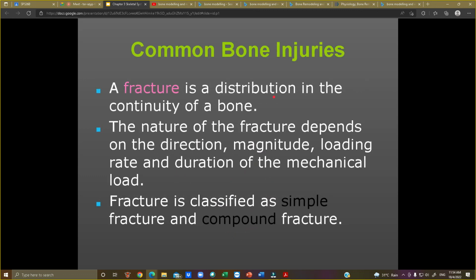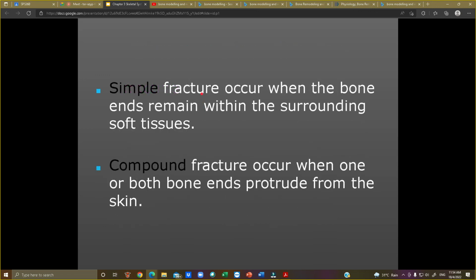So kita teruskan. Okay. This one talks about common injury towards bone, towards your skeletal. And the most common is fracture, patah. Okay. And fracture can be classified either a simple fracture ataupun compound fracture. Simple fracture means a type of fracture. Compound fracture means combination. Okay. So simple fracture occurs when the bone end remain within the surrounding soft tissue. Soft tissue. Compound means protrude.